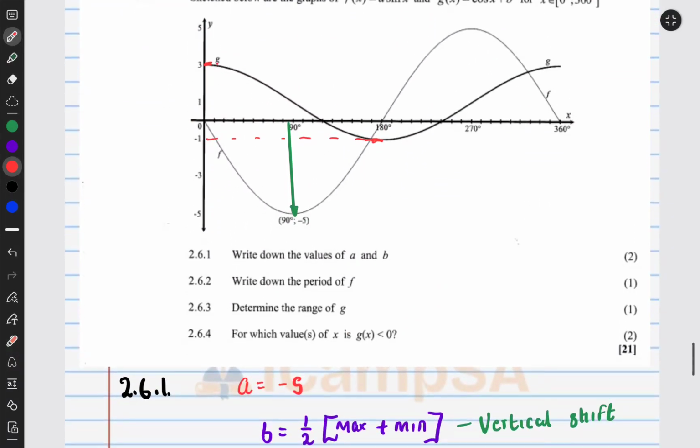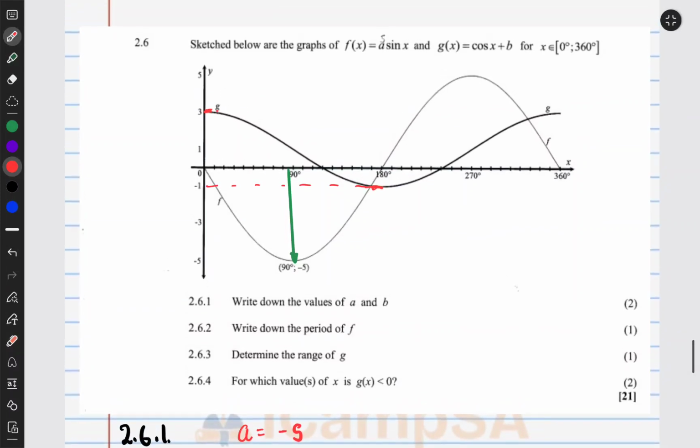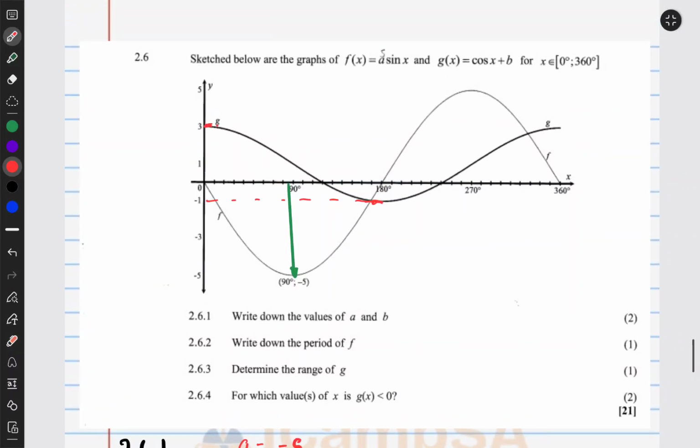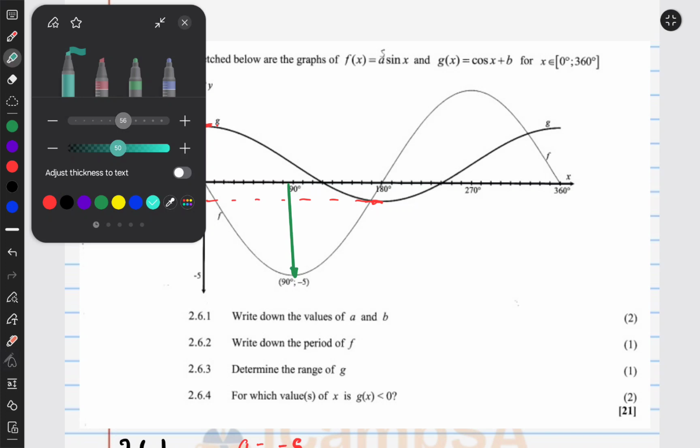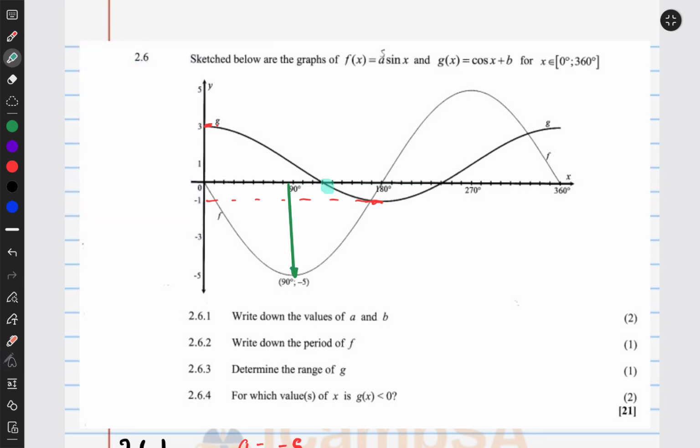And then next, for which values of x is g(x) less than 0? Which values of x is g(x) less than 0? So we're basically looking for those values of x where the function is below the x-axis, and it's these values here. We just have to find what's the x value here and the x value there.